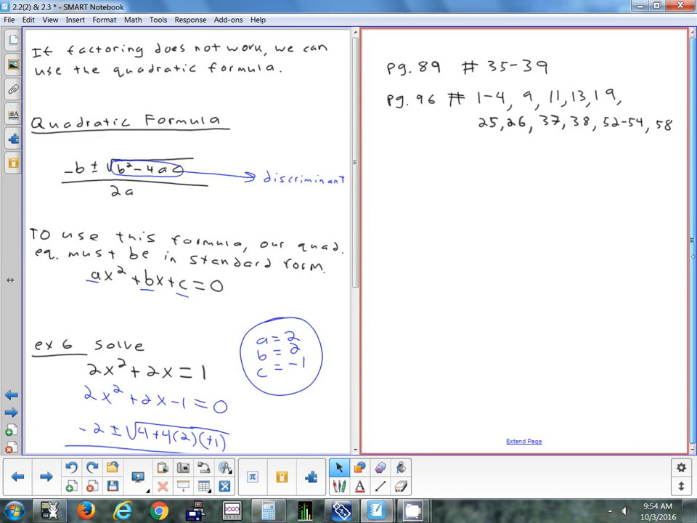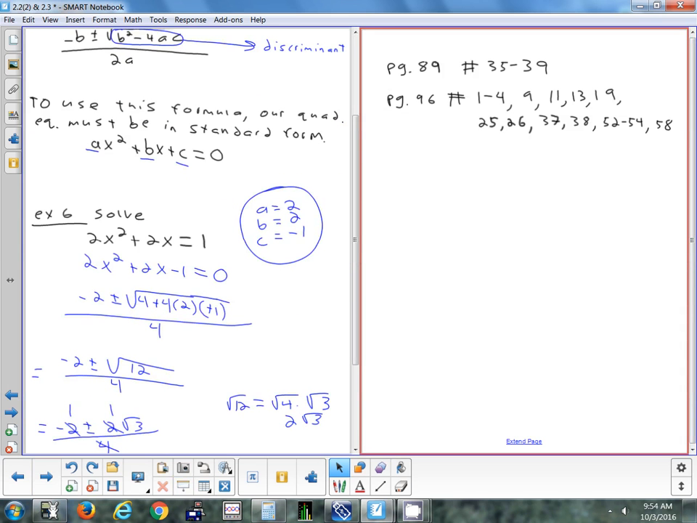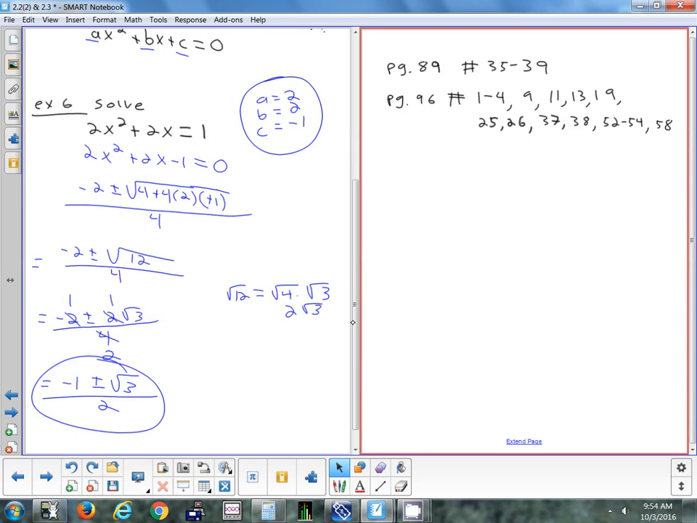All right, so yeah, homework tonight. On page 89, 35 to 39, I think that's just one question about break-even point. It's like the first one we did. And page 96, that's on the linear and quadratic equations. 1 through 4, 9, 11, 13, 19, 25, 26, 37 and 38, 52 to 54, and 58. I think 58 is a word problem, so if you get stuck on the word problem, don't worry too much. We'll go over that one in class.